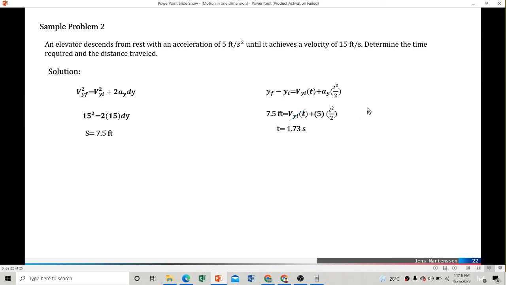In the next chapter that we will discuss, you can advance study motion in 2 dimensions. That will be discussed in the next chapter.